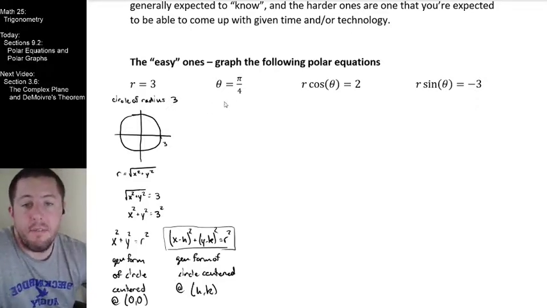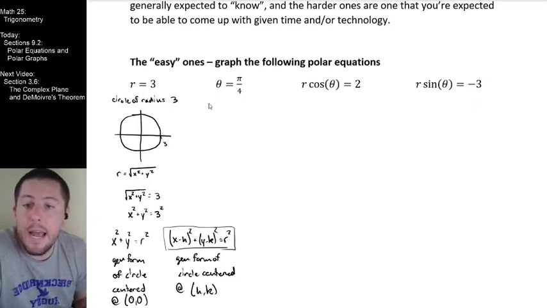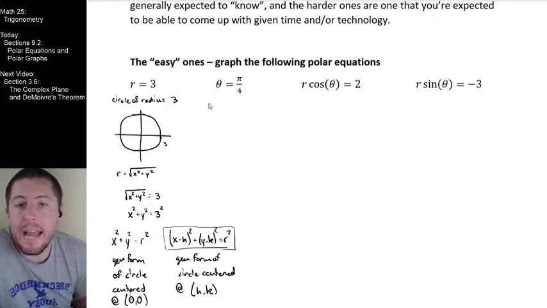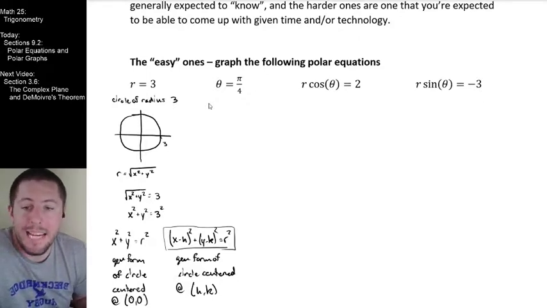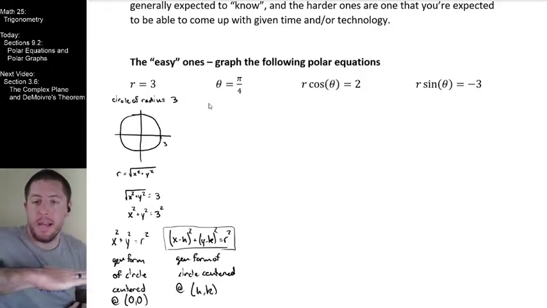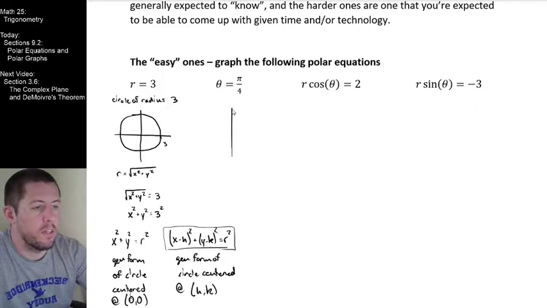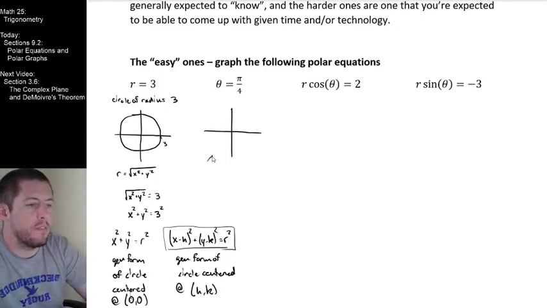So next graph right here, theta equals pi fourths. What this is saying to me is I am interested in drawing the graph of all of the points that in a polar graph have an angle of pi fourths. It seems that there's no restriction whatsoever on radius, so we can be any distance that we want from the origin as long as the angle that we make with the positive x-axis is pi fourths. So what is this graph going to look like? Well, I just want to find all points that make an angle of pi fourths with the positive x-axis.